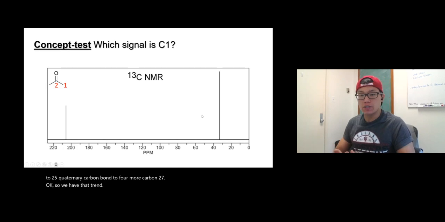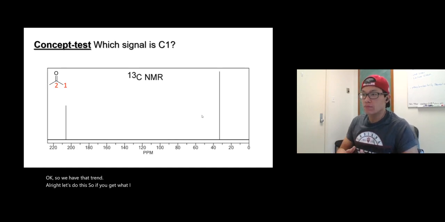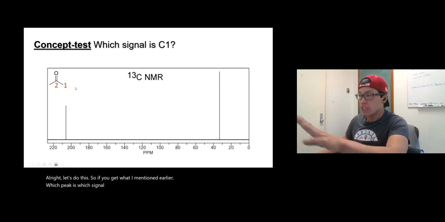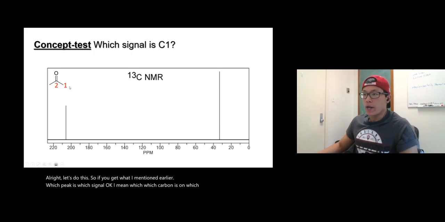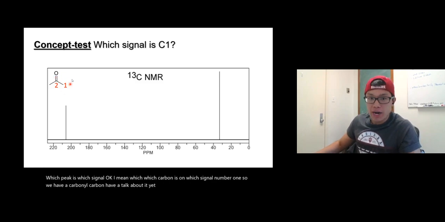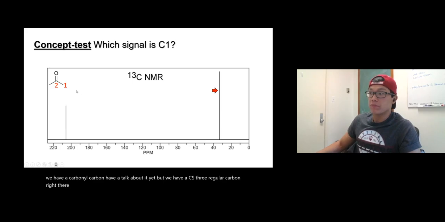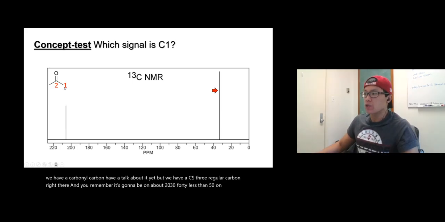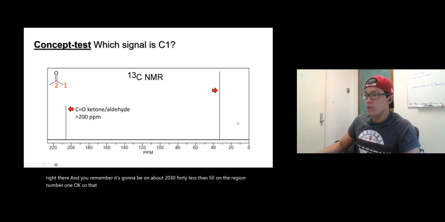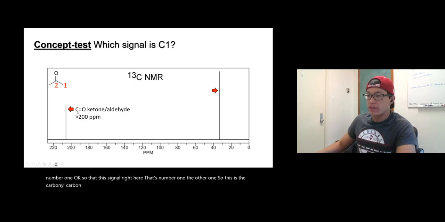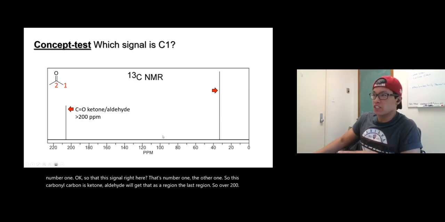All right, let's do this. Using what I mentioned earlier, which carbon is on which signal? Number 1, we have a carbonyl carbon, which we haven't talked about yet, and a CH3 regular carbon right there. If you remember, it's going to be about 20, 30, 40, less than 50, in region number 1. So this signal right here is number 1. The other one, this carbonyl carbon, is a ketone or aldehyde. We'll get to that. It is in the last region, over 200. Okay, so this one is clear.